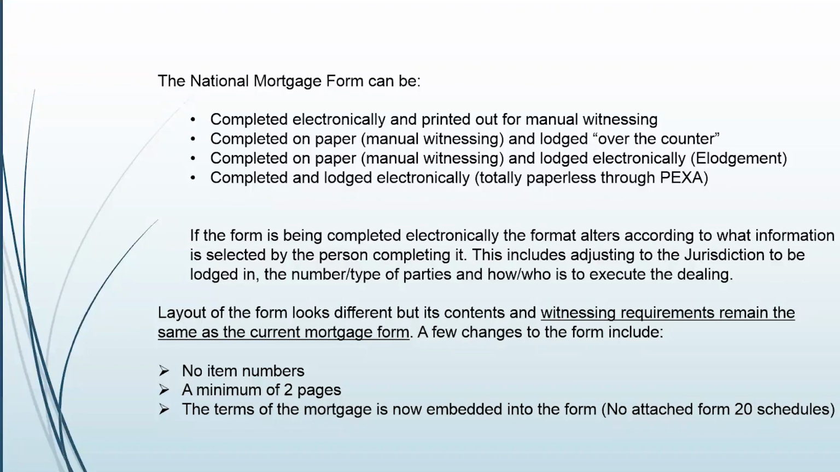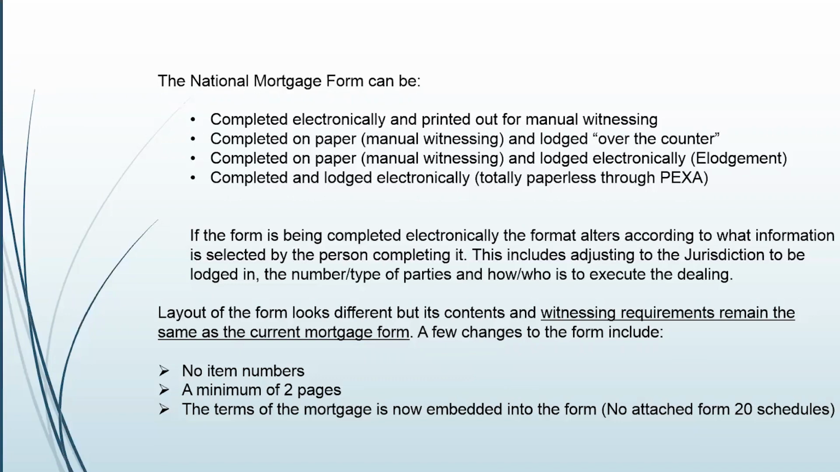If the form is being completed electronically, the format alters according to what information is selected. So the biggest thing we're going to push with this is just making sure if you receive a form that's been filled out by someone, make sure it's Queensland as the jurisdiction on the form. If it isn't, they're going to have to obviously print another one out. The biggest thing, the layout of the form looks different, but its contents and witnessing requirements remain the same as the current mortgage form.